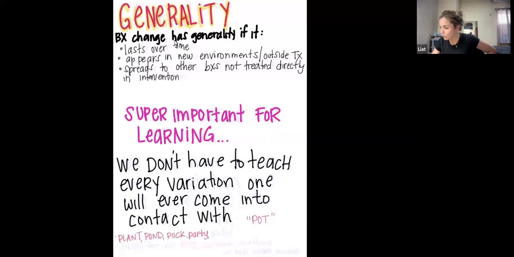Now, also, how we teach generalization is we teach multiple examples, right? So I'm going to teach you, by the way, plant. I might teach you pond. I may teach you puck. And now when you see something totally new, you're able to read it. Okay, so we have strategies that we use for teaching generalization.